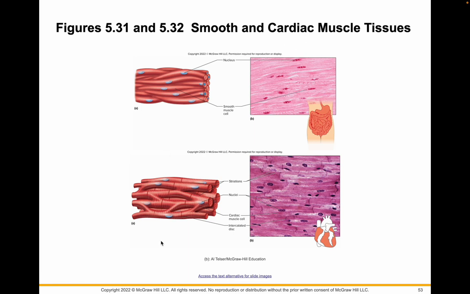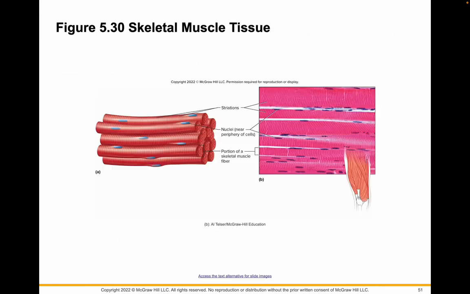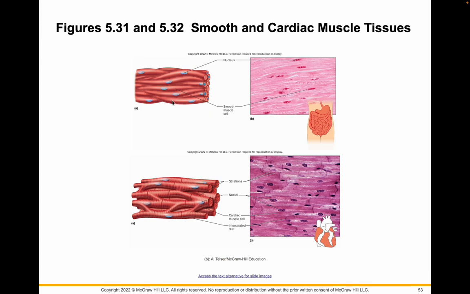Now here's what's in our heart, the cardiac muscle. And you can see that it's branching. It does only have one nucleus. These only have one nucleus. So what tissue has multiple nuclei? That would just be these skeletal muscle cells. These all have just one nucleus.